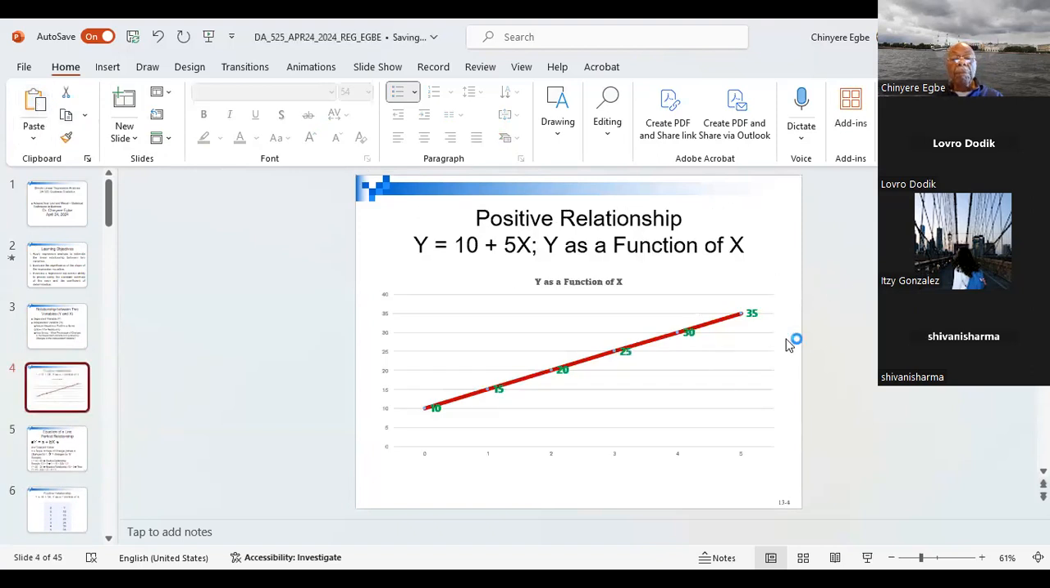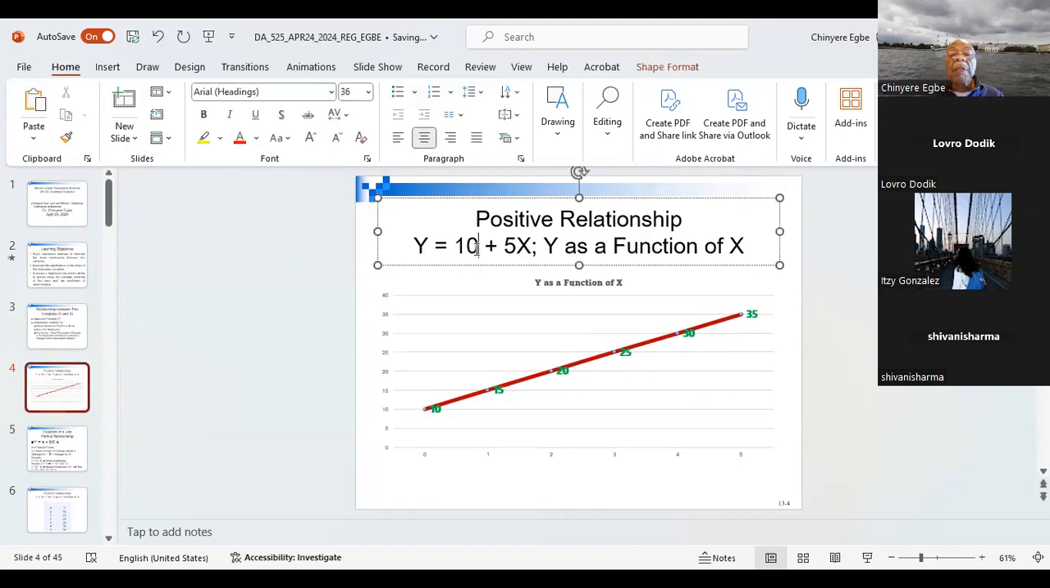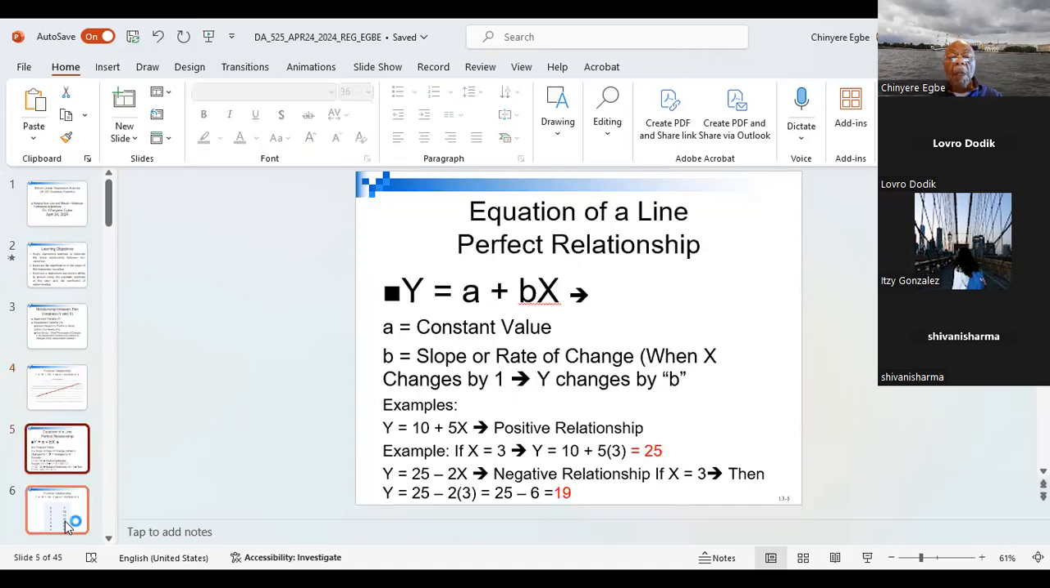All right. So, for example, there is a model that says that Y is equal to 10 plus 5 times X. Okay, Y is equal to 10 plus 5X. This is a simple function, a very basic linear function. And so the constant value is 10, and the rate of change is 5. We all know that from basic algebra.